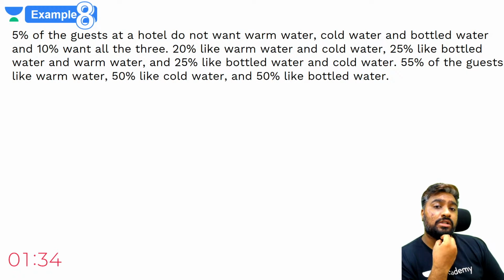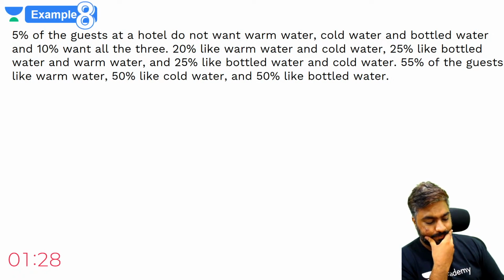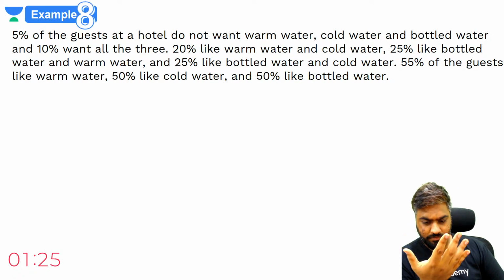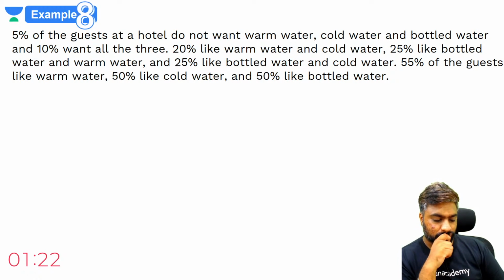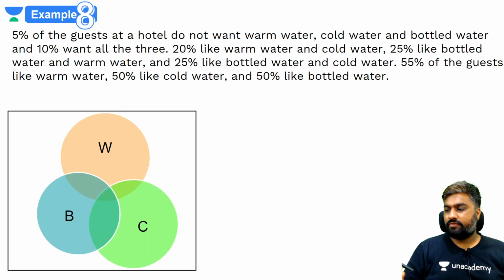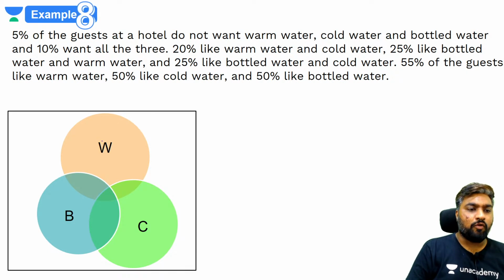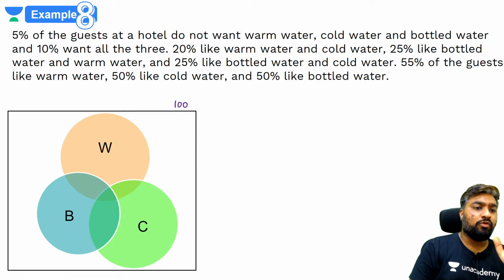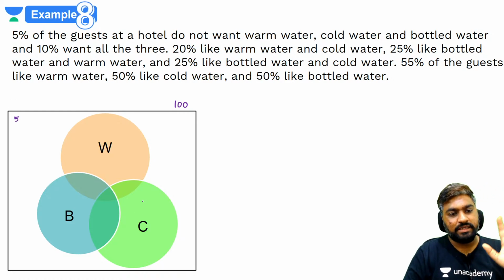Since again here what is told? Percentage. So you can consider your universal set to be 100. So I'll help you out here. We have 3 sets: people who want warm water, people who want bottled water, people who want cold water. They're saying 5%, so let's assume 100. There are 100 guests in total. 5 guests do not want warm, bottled, or cold. So 5 people are in the null set. The number of terms in the null set is 5. None of these.